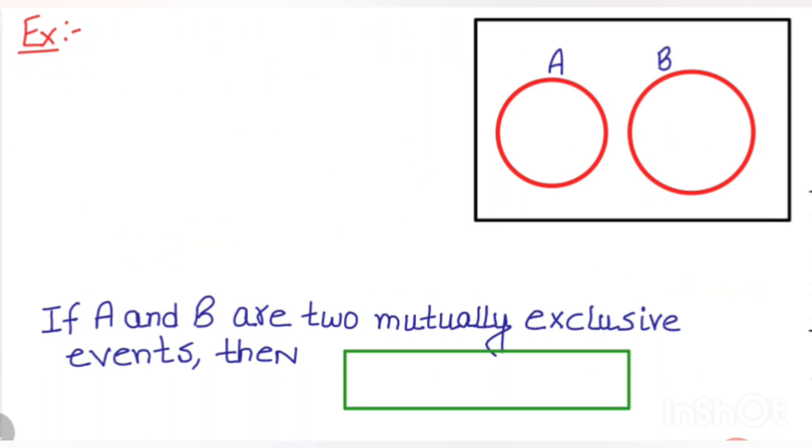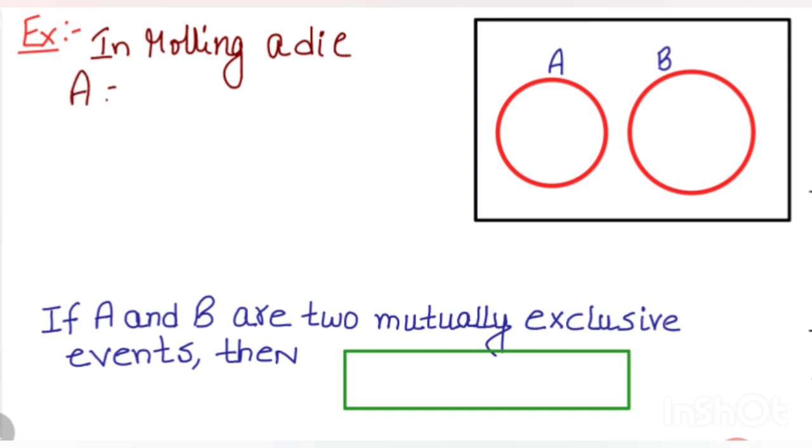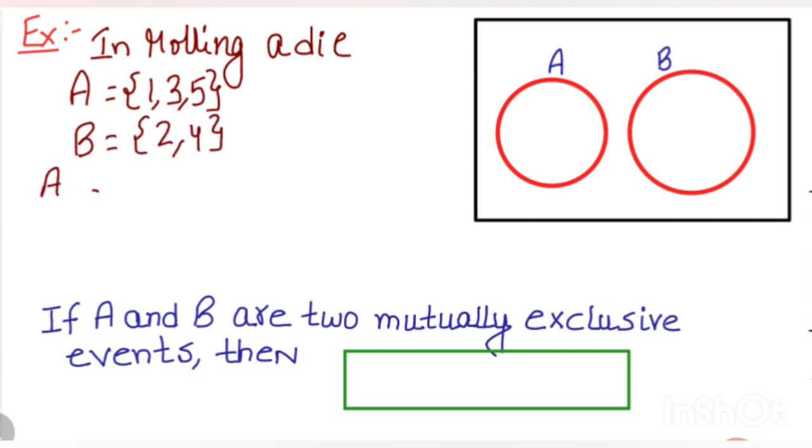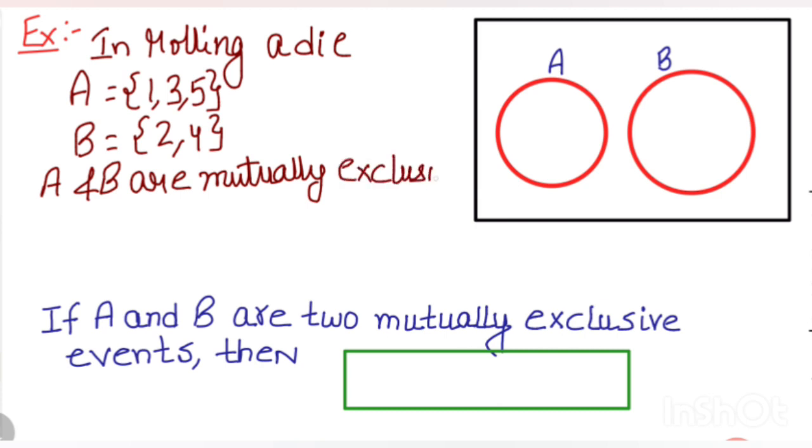Okay, let's understand an example. In rolling a die, if event A is getting 1, 3 or 5 and event B is getting 2 or 4, now these two events A and B are mutually exclusive events. Why are they mutually exclusive? Because when the die shows 1, 3 or 5, it definitely cannot show 2 or 4. So these two events cannot occur at the same time.